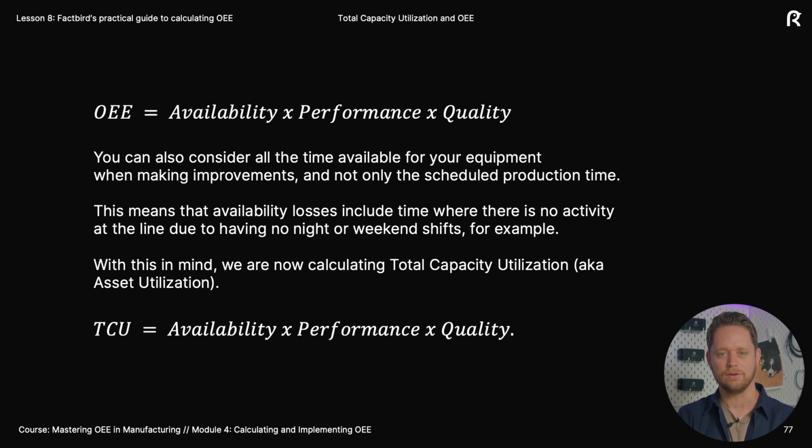At FactBird, we like to take into account all the time available for your equipment when making improvements, and not only the scheduled production time, also known as operation time. This means that availability losses include time where there is no activity at the line due to having no night or weekend shifts, for example. So here, we're calculating total capacity utilization, also known as asset utilization. In short, TCU takes into account all available time for your equipment, while traditional OEE calculations only look at scheduled uptime. Now, let's take a deep dive into that calculation using actual stop categories and downtime data.